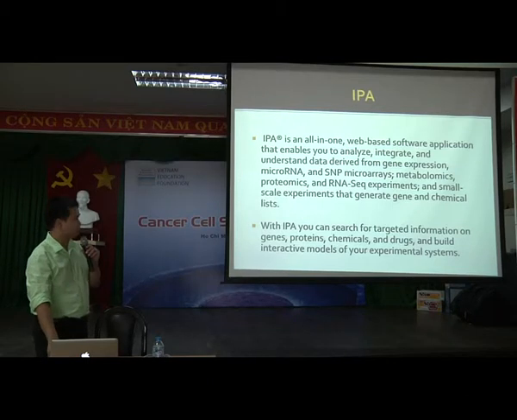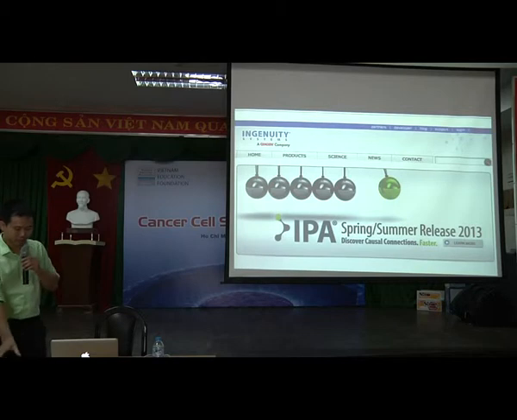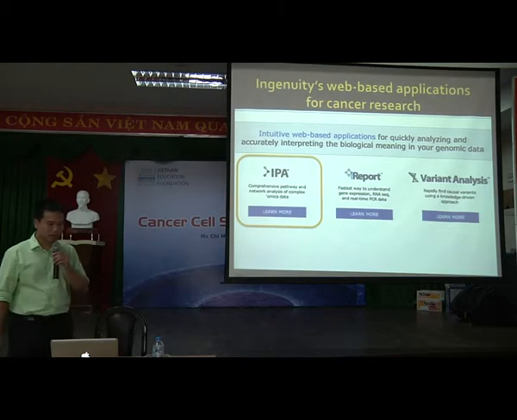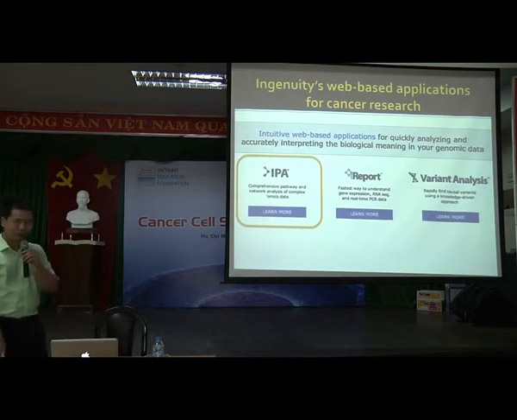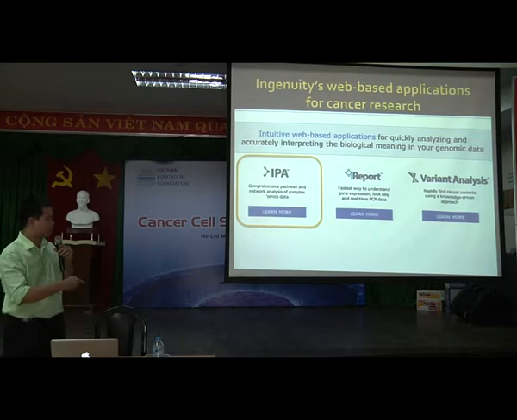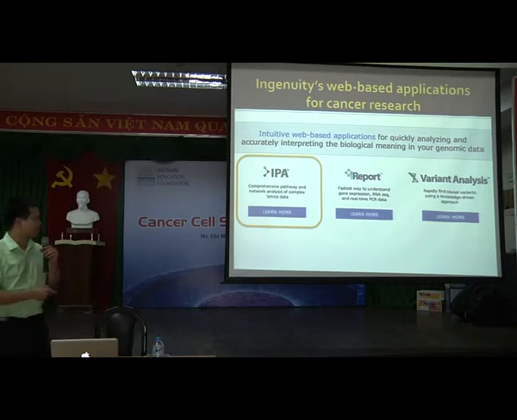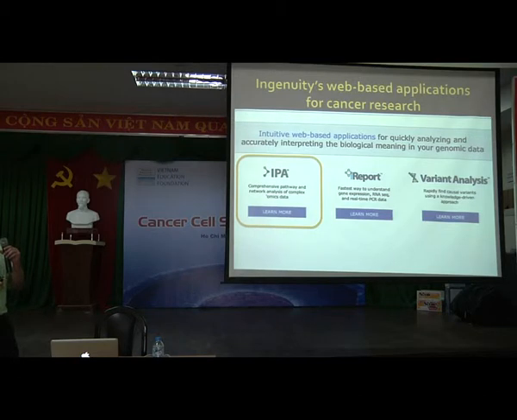for your experimental system. This is the website of IPA, and originally they only had one product, which is named IPA, and the company name is Ingenuity Systems. It's based in California and has recently been bought by Qiagen. IPA is the first product of that company, and now they have certain services, which are called iReport, and also variant analysis. So today we focus on IPA, which will allow us to have a comprehensive pathway and network analysis of complex omics data.